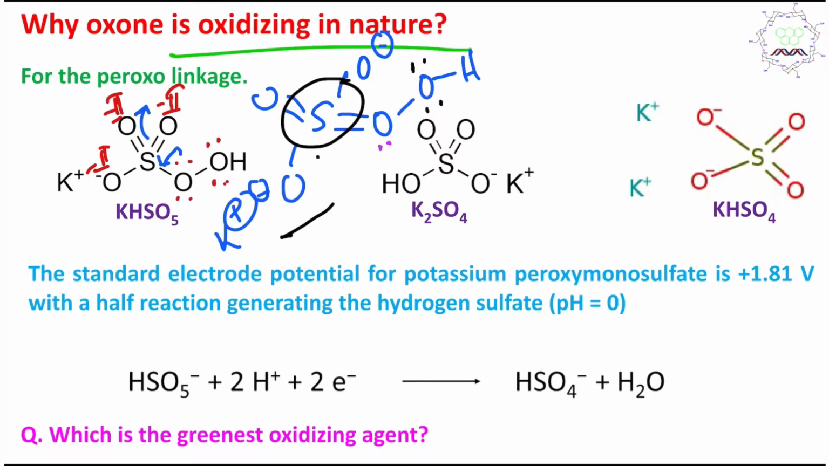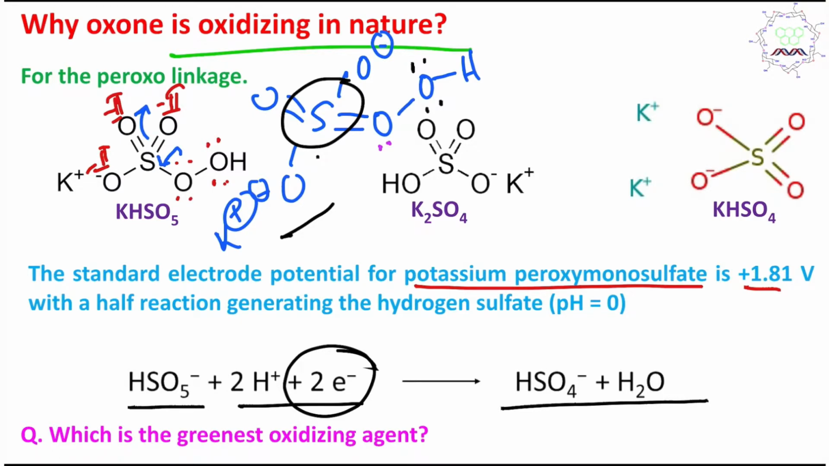And in this case you can see the standard electrode potential for this peroxymonosulfate is plus 1.81 volt, and the half reaction is: this HSO5 gets reduced, meaning it takes electrons, and ultimately it produces bisulfate. So the oxidation state of this oxygen was -1, and right now after taking electrons it became -2.